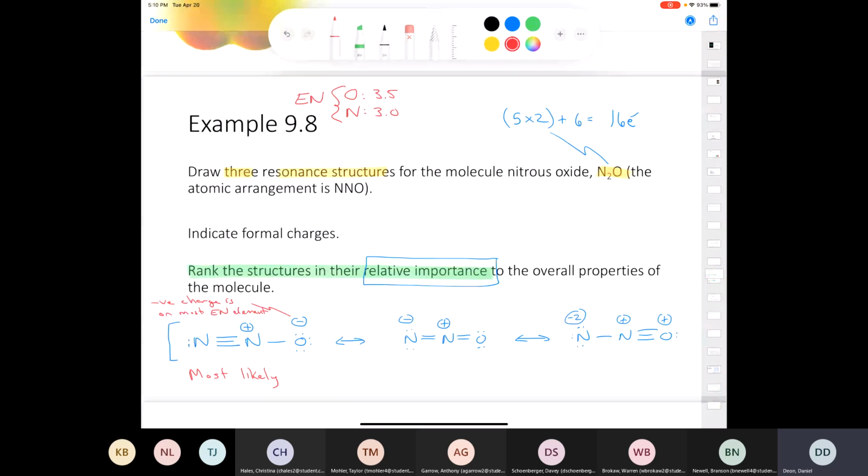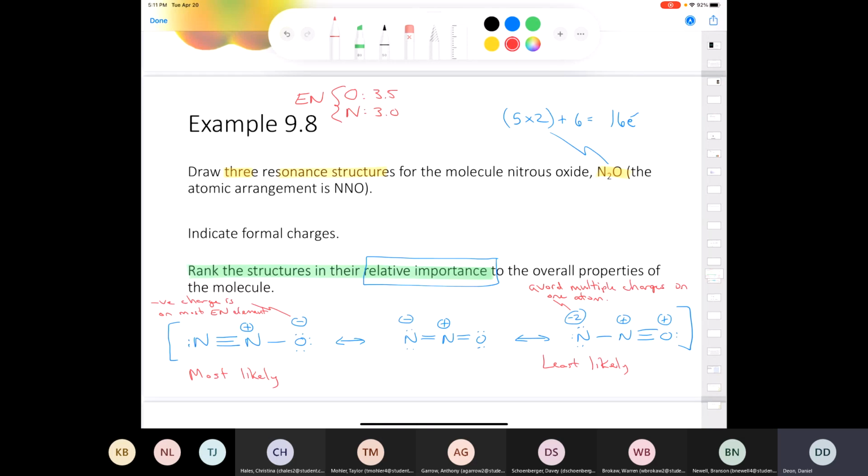Now, if I look at the very last one, the one on the far right, this one is going to be the least likely. Not only is the negative charge on a less electronegative element, but we always try to avoid multiple charges. So we want to avoid multiple charges on one atom. That means we're usually not going to have a +2 or a -2 or a +3 or a -3. That's just nuts. So the one on the far left is the most likely. The one in the middle is somewhere in the middle. And the one on the far right is going to be the least likely.